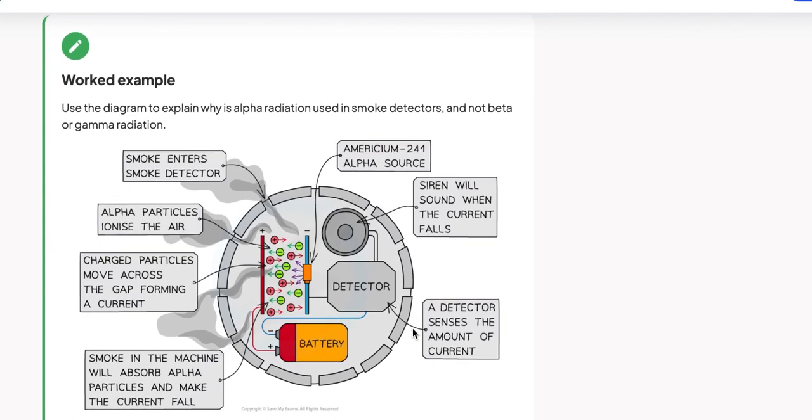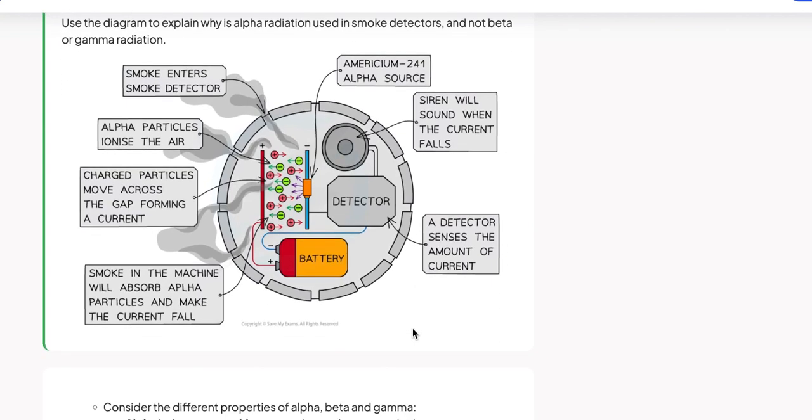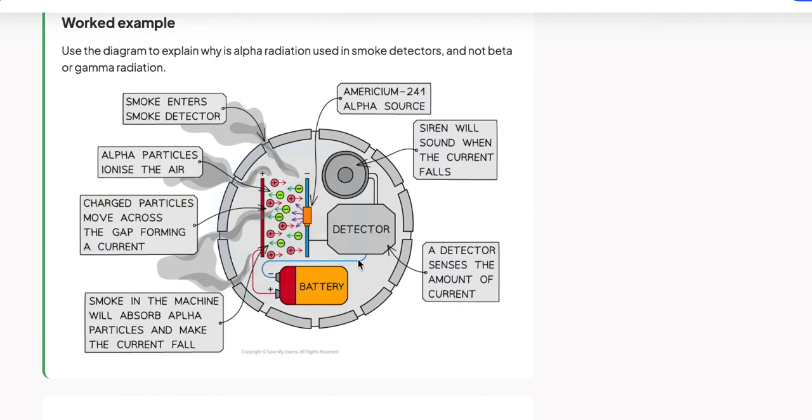So we should use this diagram to explain why alpha particle or alpha radiation is used in a smoke detector and not beta or gamma. Okay. Smoke goes into the smoke detector here. So when the smoke goes in here, the smoke blocks the airway, right? It blocks the airway and stops it.